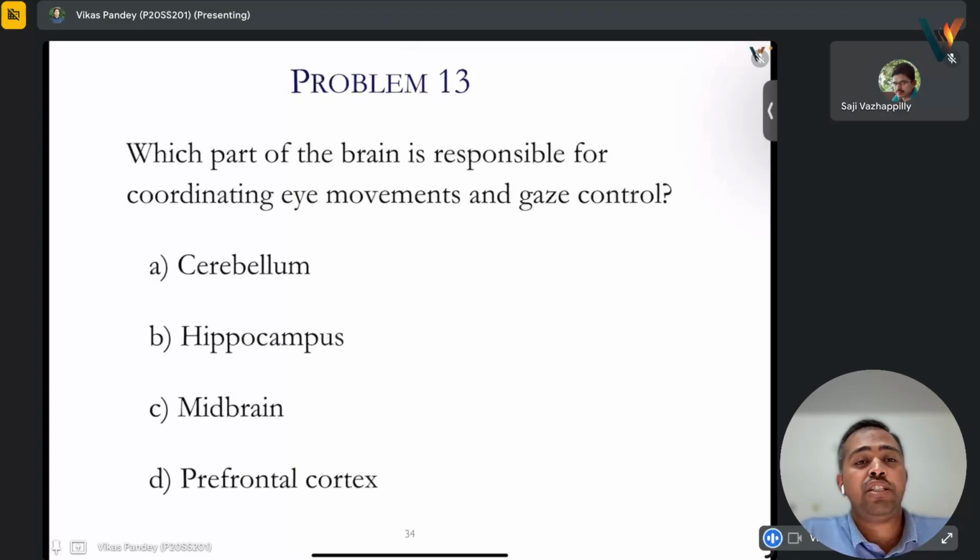Which part of the brain is responsible for coordinating eye movements and gaze control? Cerebrum, cerebellum, hippocampus, midbrain, prefrontal cortex. I think prefrontal cortex only, no? Yeah, cortex only, finally it will go. In the cortex, what happens? Is it controlling the movement of eyes, or is it understanding our visual information?